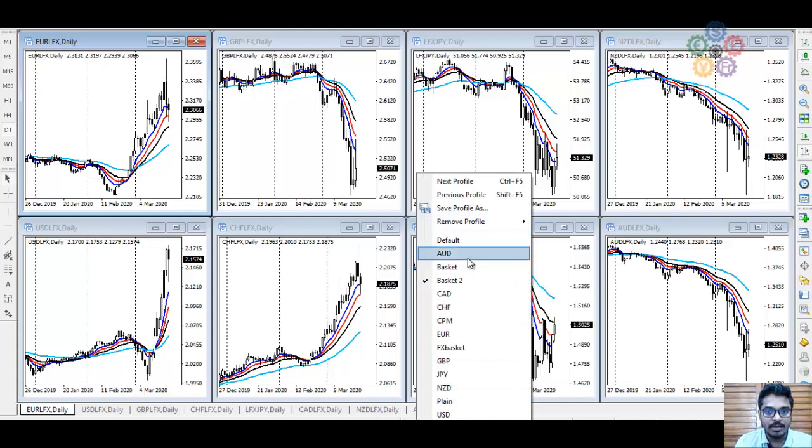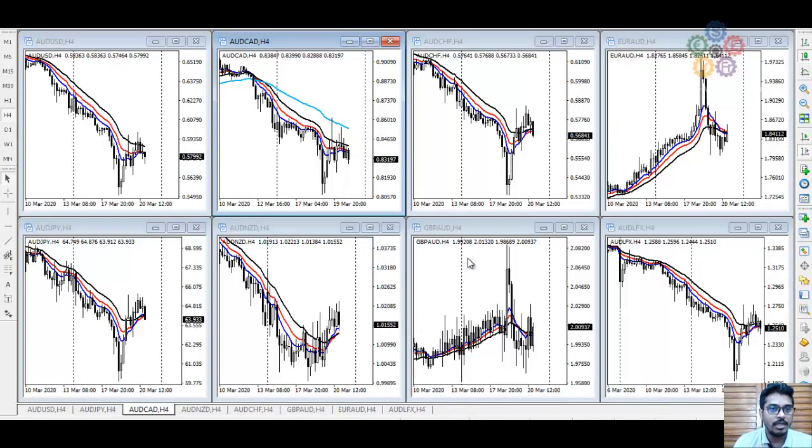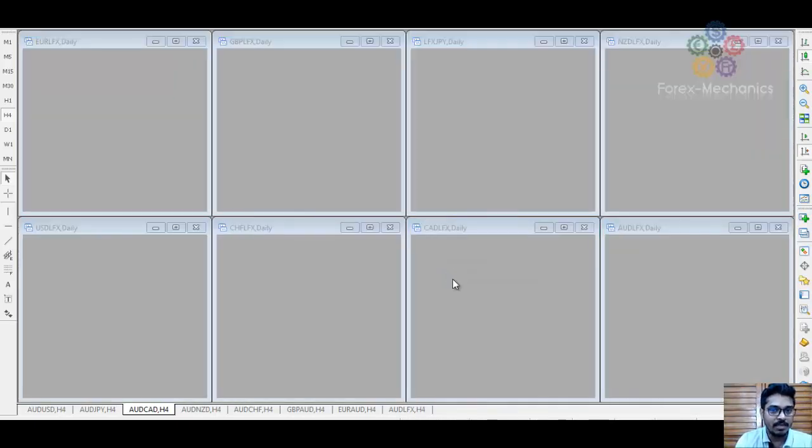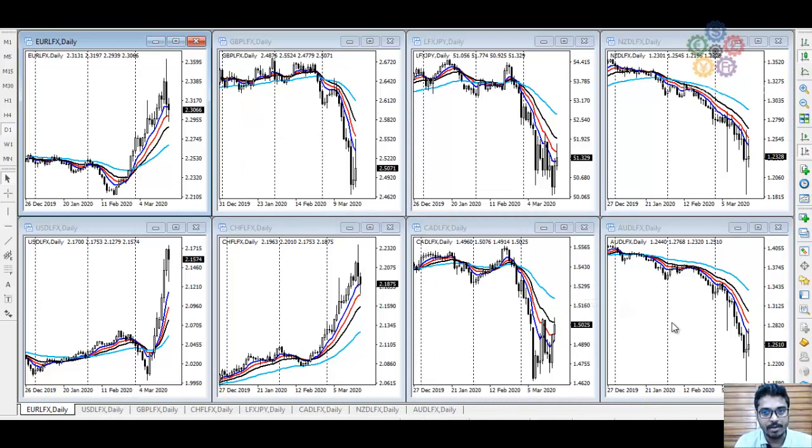So if you simply go into the Aussie profile, you can see this was the week that ended. You can see the Aussie dollar, Aussie yen, Aussie CAD, Aussie Kiwi, all the Aussie pairs were going down, right? So this is a very simple way to understand that I should be trading on the Aussie. Now, which pair should I be trading on?